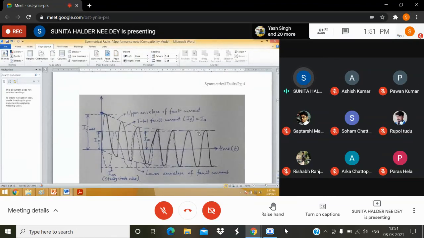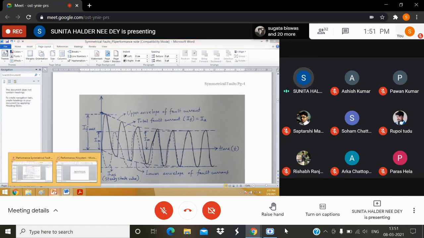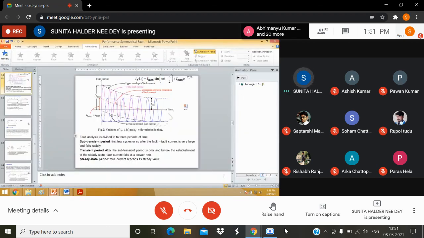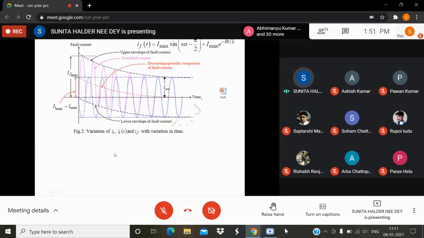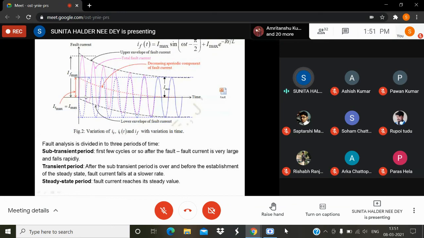Then let me see whether I have any other. Yes, this one is correct, I have scanned somewhere. No, this is also wrong. IF should be, yes, should be 0. Let me redraw it again. Anyway, at least let me continue with this figure.